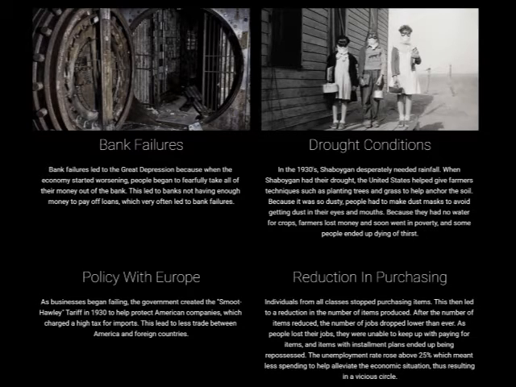Reduction in purchasing is the last one. Individuals from all classes stopped purchasing items. This then led to a reduction in the number of items produced. After the number of items reduced, the number of jobs dropped lower than ever. As people lost their jobs, they were unable to keep up with paying for items, and items with installment plans ended up being repossessed. The unemployment rate rose above 25%, which meant less spending to help alleviate the economic situation, thus resulting in a vicious circle.